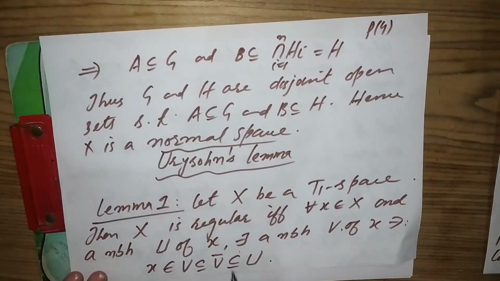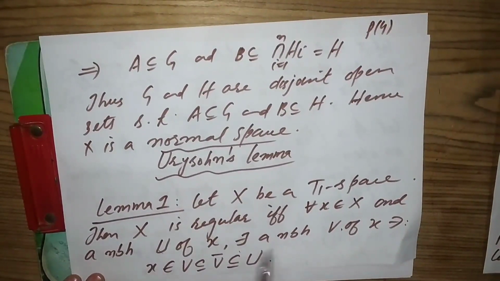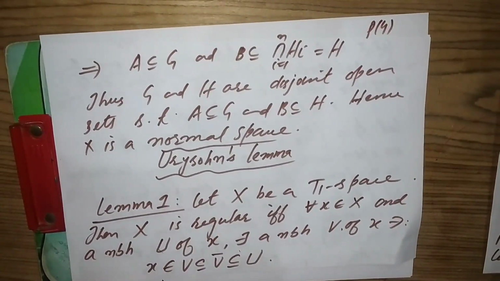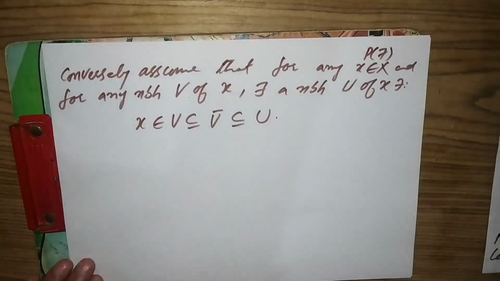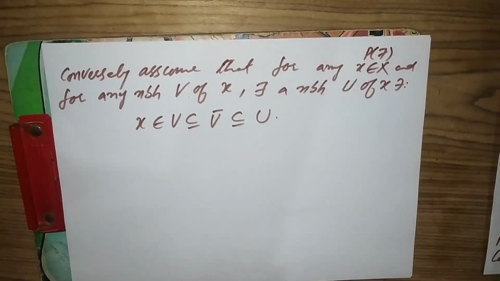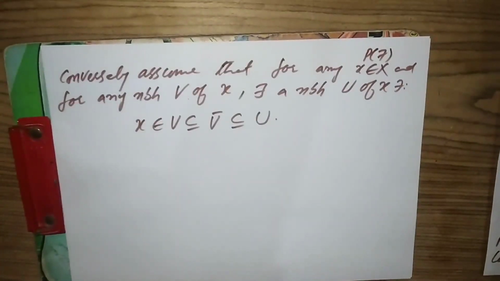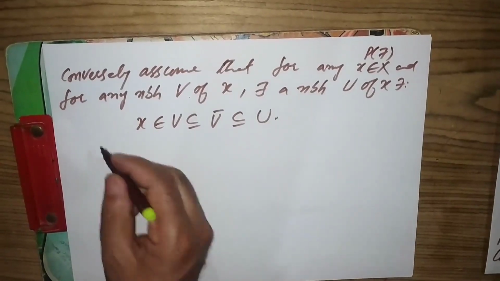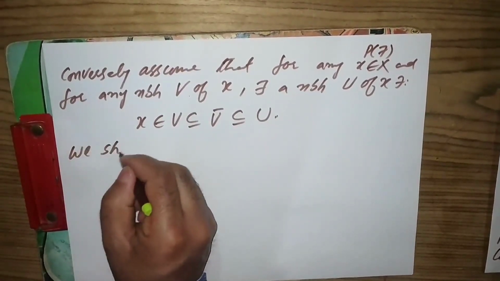So in the first case we assumed that X is regular and we showed this property. Now conversely we assume that this property holds: for any neighborhood U of x, there is a neighborhood V of x such that x belongs to V, subset of V closure, subset of U. That's our assumption. Now we show that X is regular.